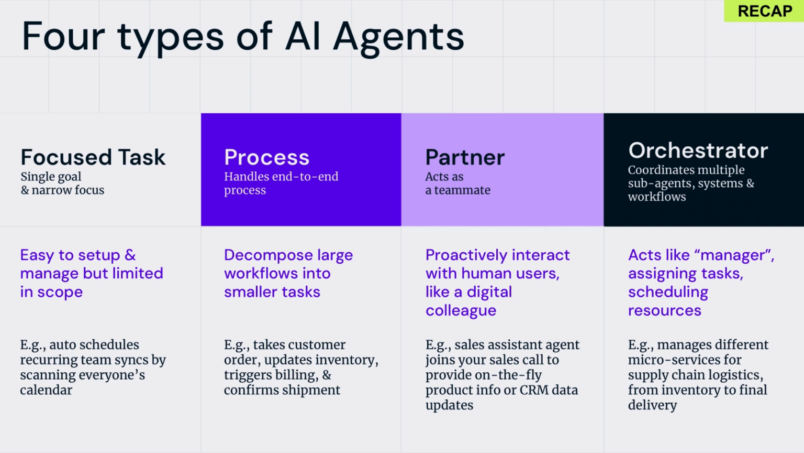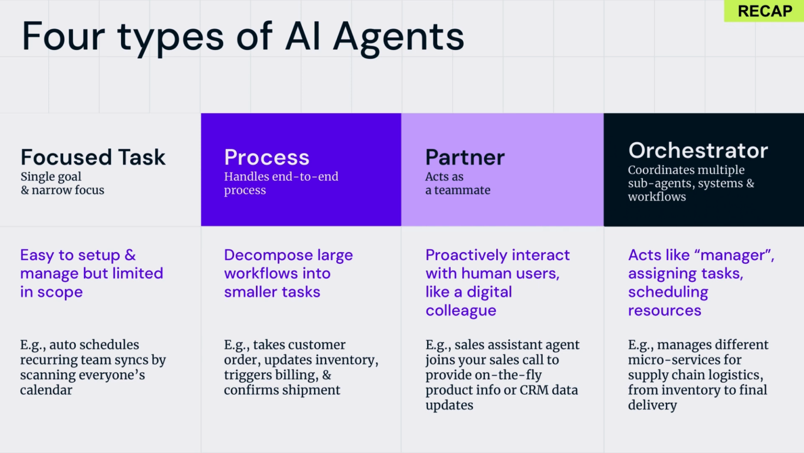Number one was focus task agents, which were single goal or narrowly focused. Example, sorting HR job applications or scheduling meetings. They're easy to implement but limited in scope. Number two, process agents. They handle end to end workflows like order to cash. They decompose large processes into smaller tasks, often connecting multiple systems.